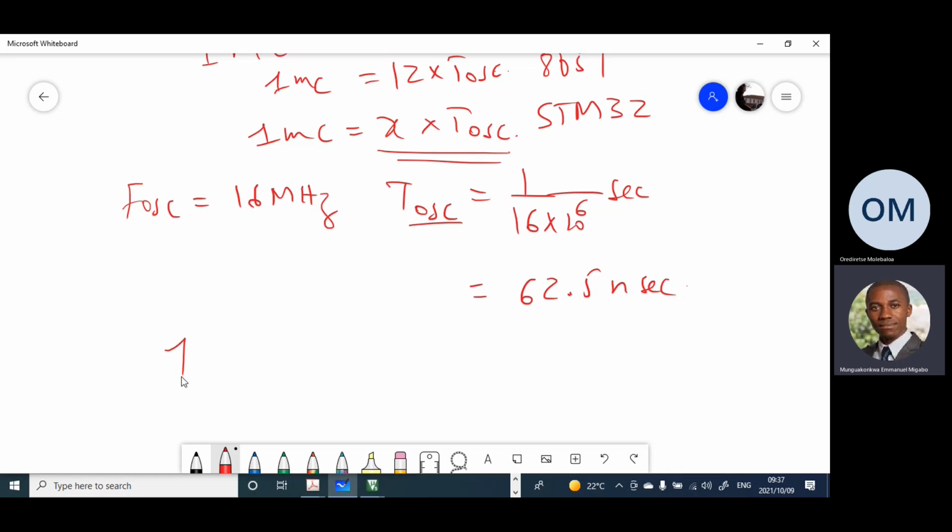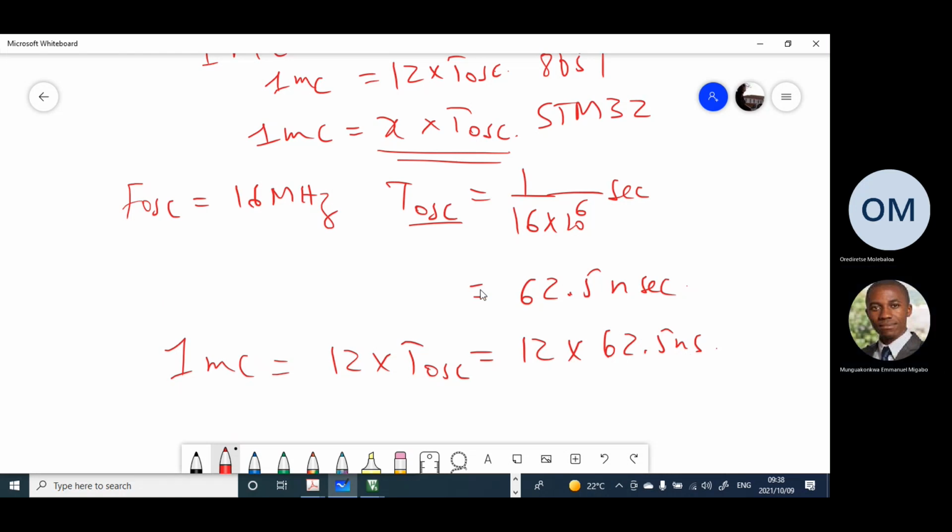So if one machine cycle takes, let's say, 12 oscillating periods, that will be 12 times 62.5 nanoseconds. 62.5 times 12, that gives me 750 nanoseconds per machine cycle.